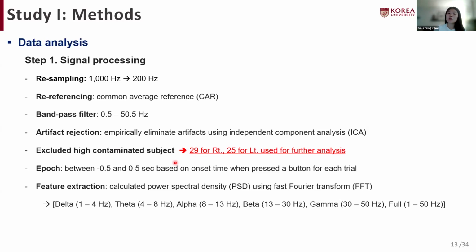Consequently, the EEG data of one subject for both hands and those of the left hand for 3 other subjects were excluded. After pre-processing, we epoched the EEG data between minus 0.5 and 0.5 seconds based on the key press point for each trial to extract motor-related EEG features. For the features, the power spectral densities of each EEG epoch were estimated in 6 frequency bands, specifically delta, theta, alpha, beta, gamma, and full frequency bands, using the fast Fourier transform method.